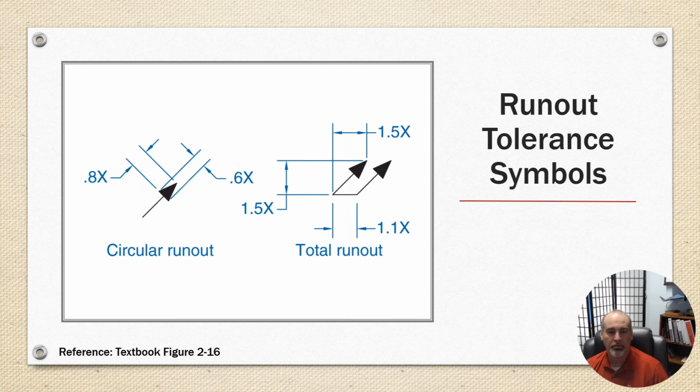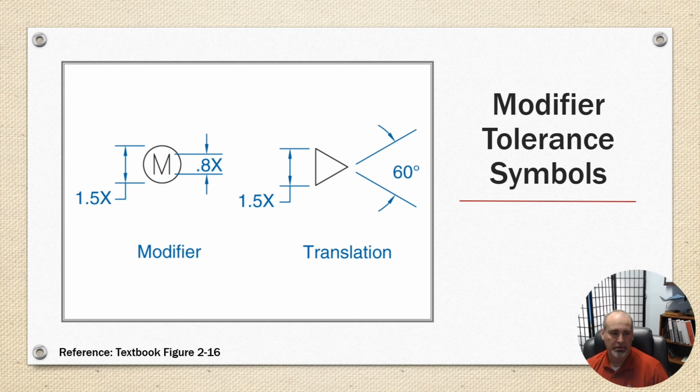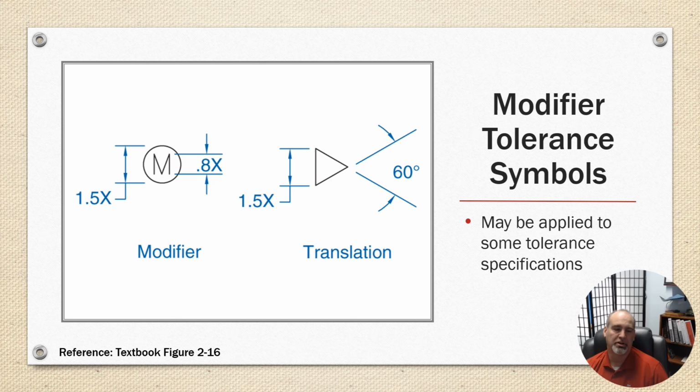And then we have runout tolerance symbols. All of these symbols have modifier tolerance symbols. There's a whole bunch of modifiers. Some of them are used more commonly than others. So they modify the tolerance in the block. And it may be applied to some tolerance specifications.